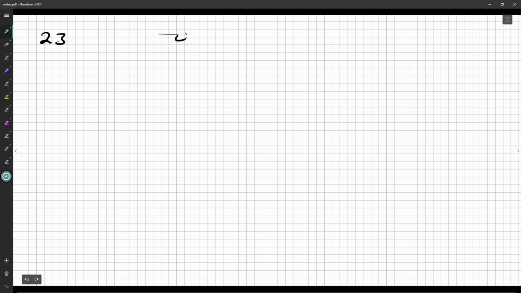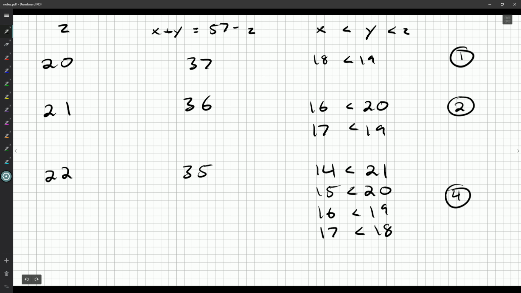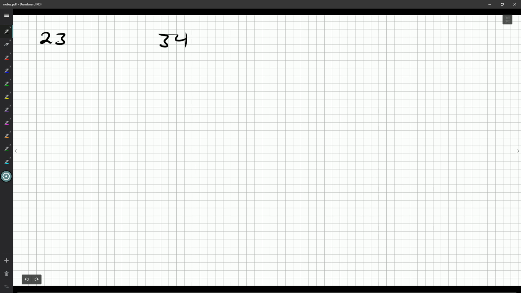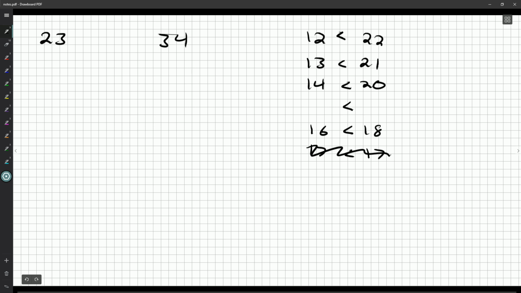So 34 is our new total here, yeah. So at best, y can be 22. And that would make x 12, or 13 and 21, 14 and 20. Now, what's the best they could do? Well, eventually it could get down to 17, 17, but you're not actually allowed that one. So 16, 18 would be the best.